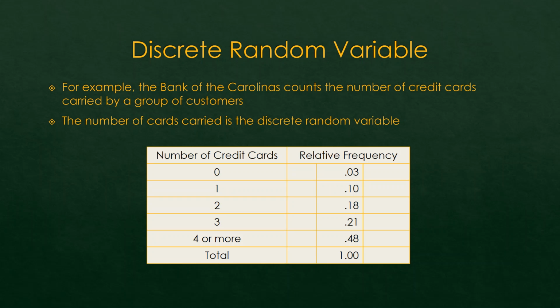Right here we have a number of credit cards: 0, 1, 2, 3, 4, or more. And then you've got the relative frequencies 0.03, 0.1, 0.18, 0.21, 0.48, and those would also be the probabilities of those particular discrete random variables, if you were to generalize that.